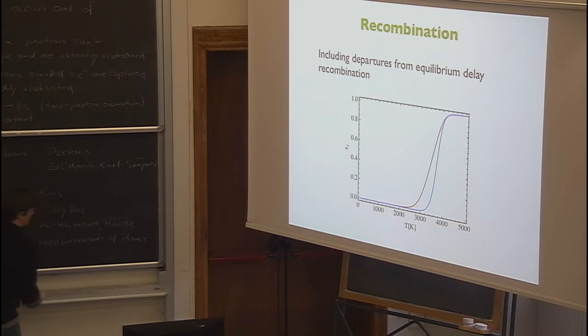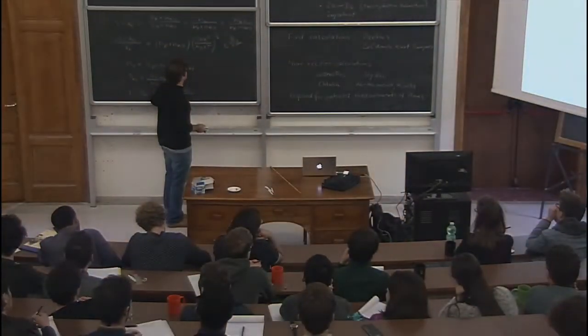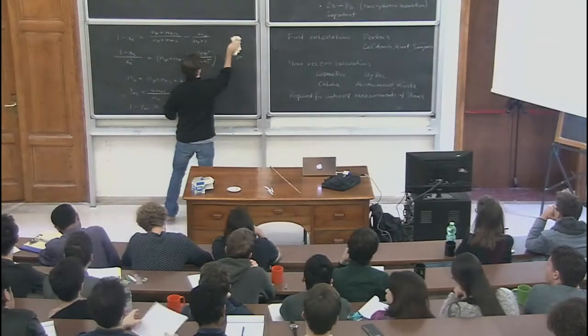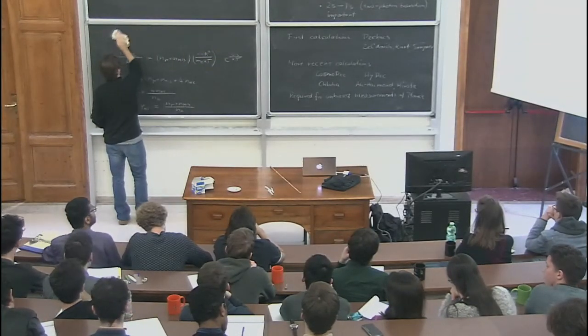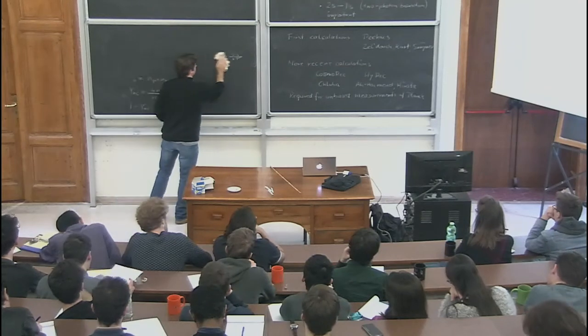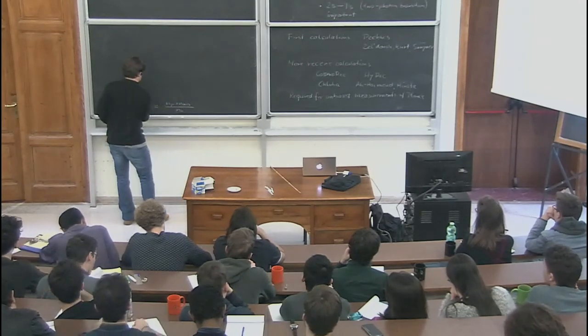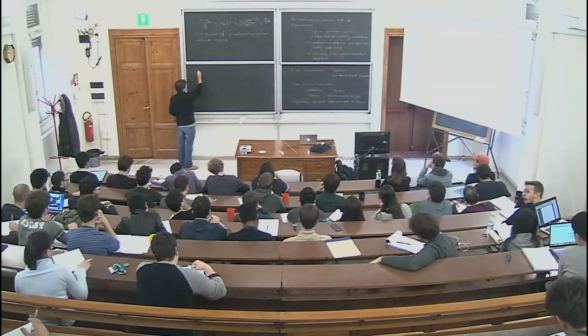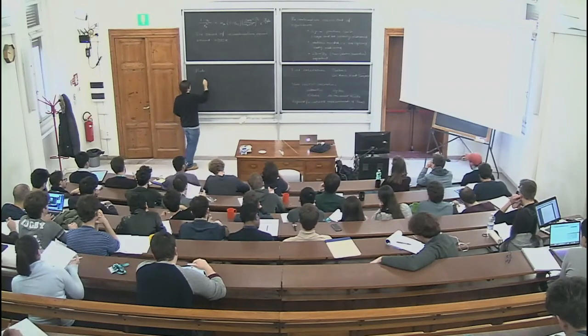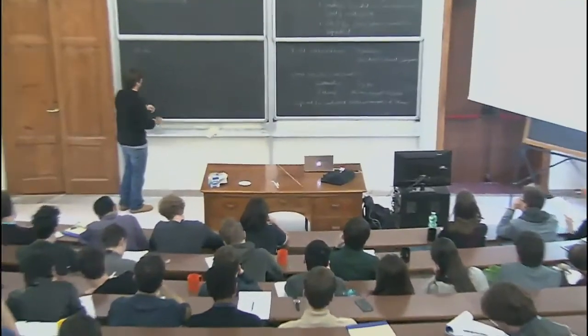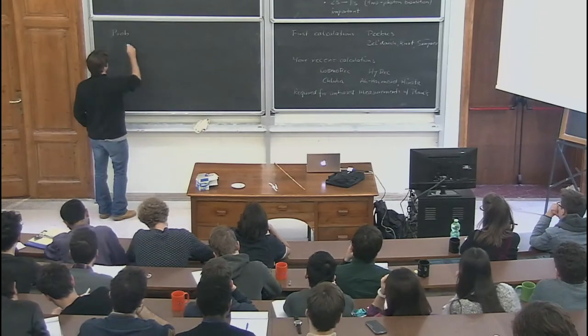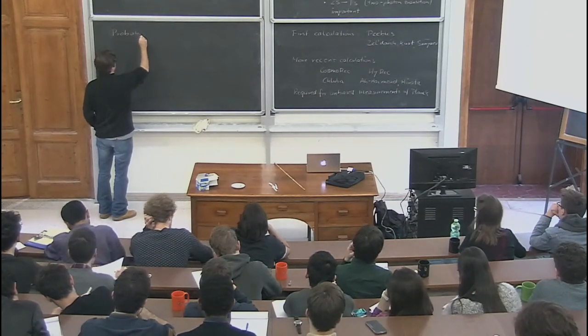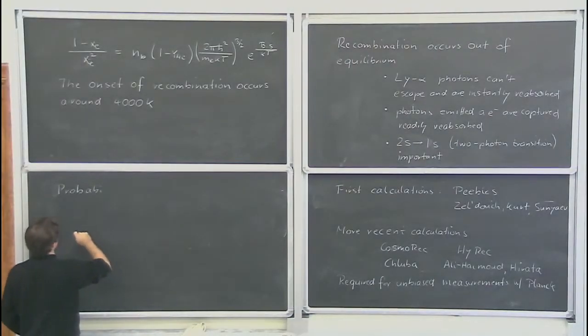And then something that's used a lot in various calculations, that comes up a lot, so let me introduce it here, is the probability of last scattering, which is the thing that we were earlier approximating by a delta function. So now we can finally work out what it really looks like and understand what we actually approximated by a delta function.